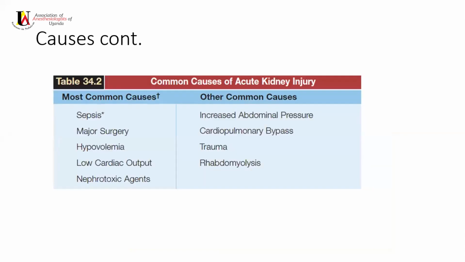This is another table to show us the commonest causes of AKI, especially in the critical care setting. The commonest causes we find are sepsis, those following major surgery, hypovolemia, low cardiac output states, and nephrotoxic agents. And some of these may be iatrogenic because of the meds that we give the patients. Other common causes can be increased intra-abdominal pressure, cardiopulmonary bypass. For those that are in UHI, you tend to find some of the complications of that prolonged bypass time, trauma, and then rhabdomyolysis.